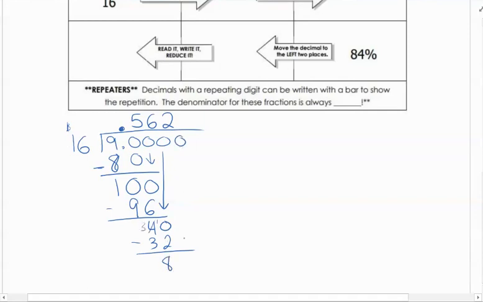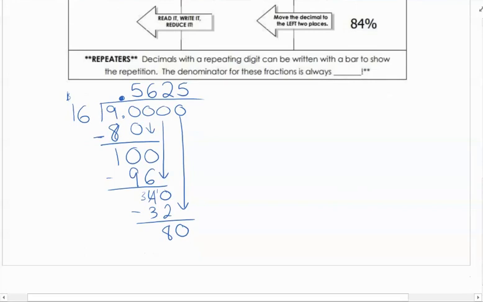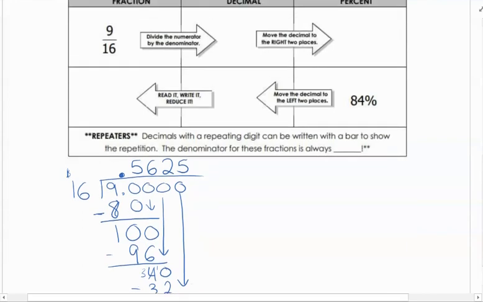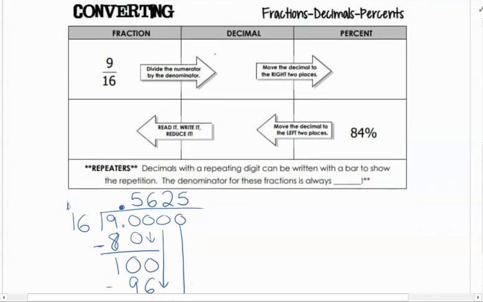I'm going to add one more 0 to bring down 16 into 80. We already did that fact at the very beginning. I know 16 goes exactly into 80 5 times. So 5 times 16 is 80, and I subtract and I get 0. So the decimal expansion of 9/16 is 0.5625, and it is a terminating decimal, which makes sense because 9/16 is a rational number. If I want to make that a percent, I'm going to move the decimal to the right 2 places, so that would give me 56.25%.